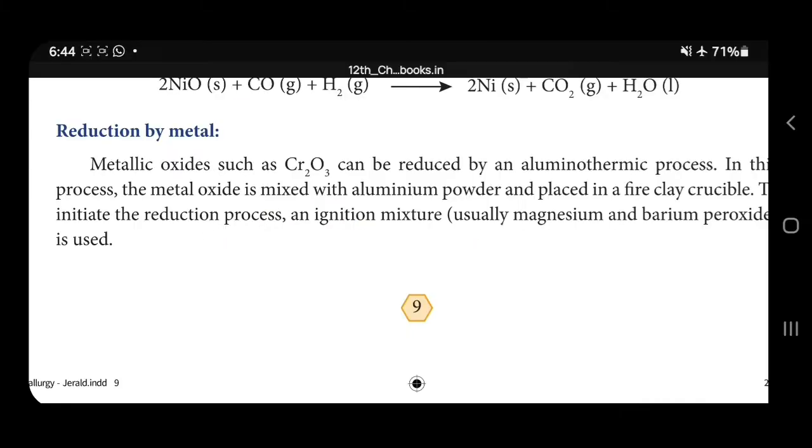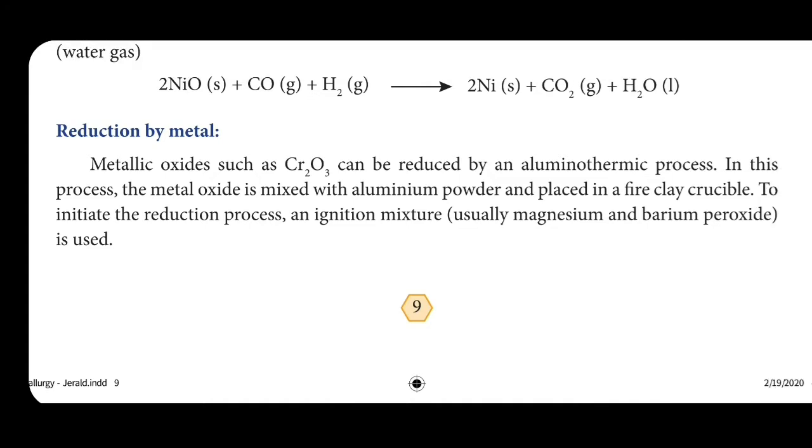Hydrogen. Next heading, reduction by metal. Under the reduction of metal oxide heading, we are learning so many different headings like smelting, reduction by carbon, reduction by hydrogen. Next heading, reduction by metal.